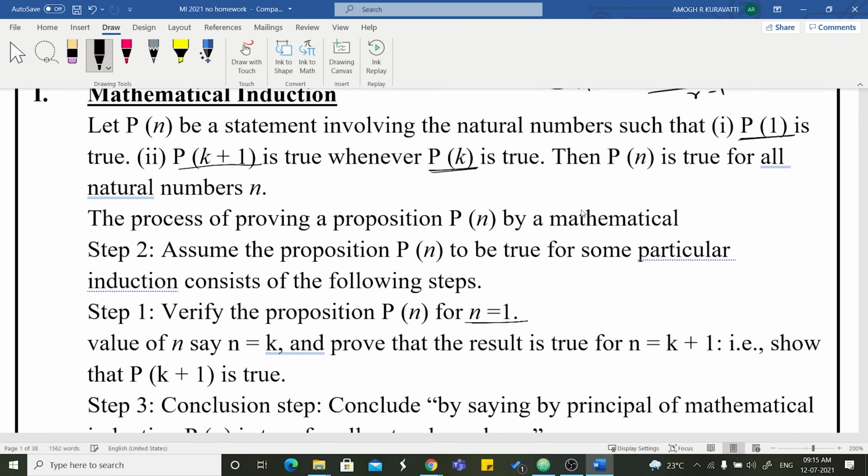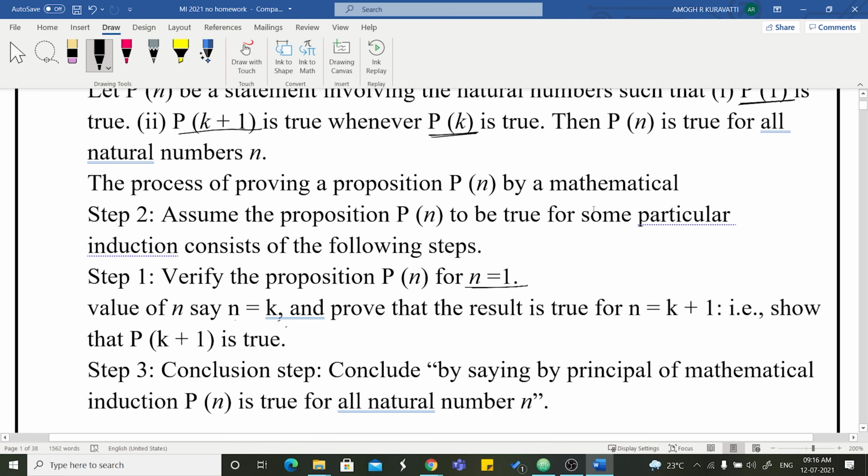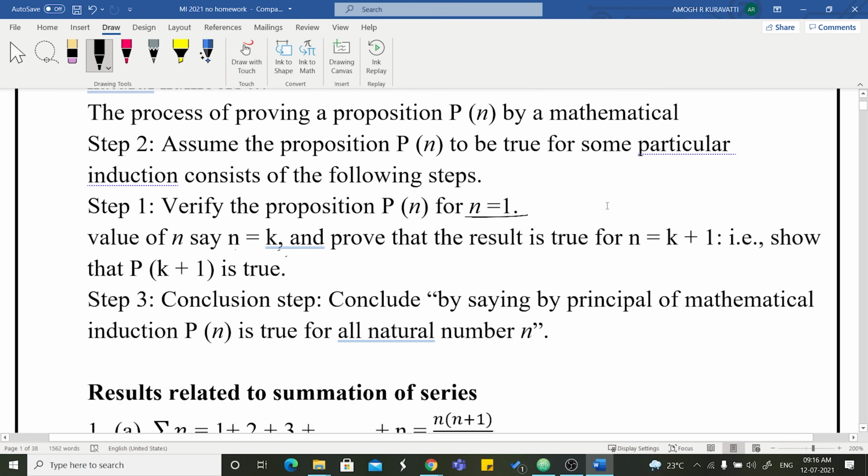Step number 2: the result is true for n is equal to k or n is equal to m. And then prove that the result is true for n is equal to k plus 1 or m plus 1, that is, P of k plus 1 is true. So the conclusion step: conclude by saying that by the principle of mathematical induction, P of n is true for all natural numbers n.